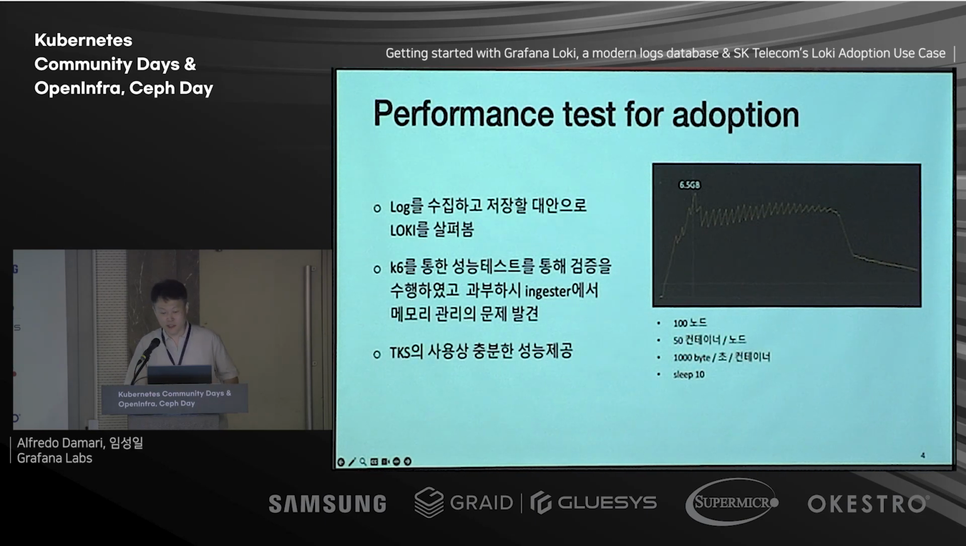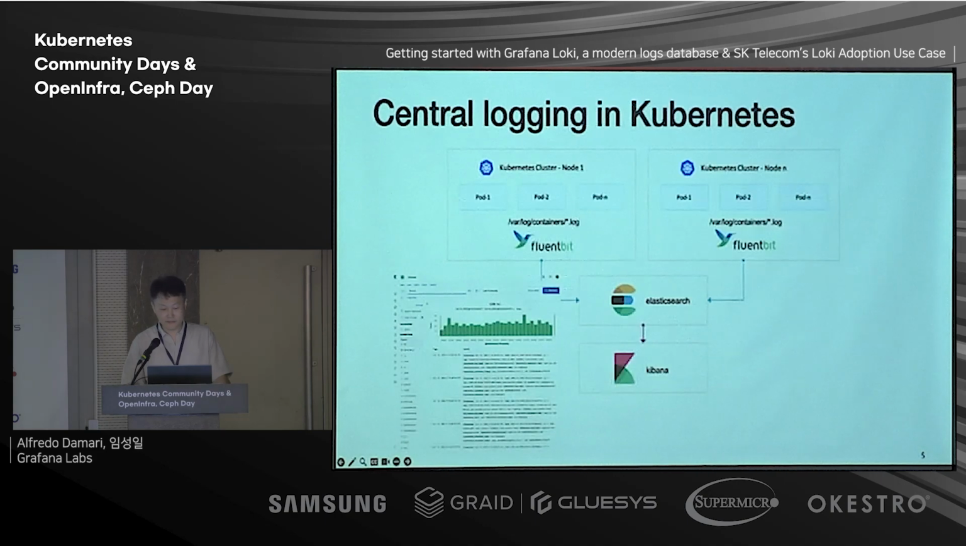더 이상 파고들지는 않았고요. 저희가 받아들이기에는 옆에 보시는 것처럼 100노드에서 각 노드당 50개의 컨테이너가 있고, 컨테이너들은 1초에 1K 정도의 로그를 만든다고 가정을 했을 때, 지금 보시는 그래프처럼 인제스터의 메모리가 쭉 증가하다가 6.5기가 정도에서 멈추는 걸 확인했고요. 이 정도면 충분히 우리가 갖다 쓸 수 있겠다라는 판단을 했습니다.